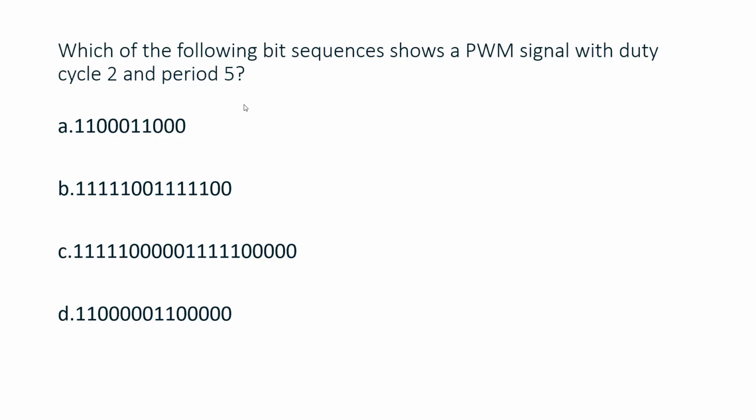Which of the following bit sequences show a pulse width modulation signal with a duty cycle of 2 and a period of 5? So this is showing these in binary. Duty cycle 2 means that out of every 5 units of time, 2 units are 1, right? So that matches this first one here. You've got 11000, 11000, so this is repeated twice. So there's 5 bits and 2 bits are 1. Make sense?